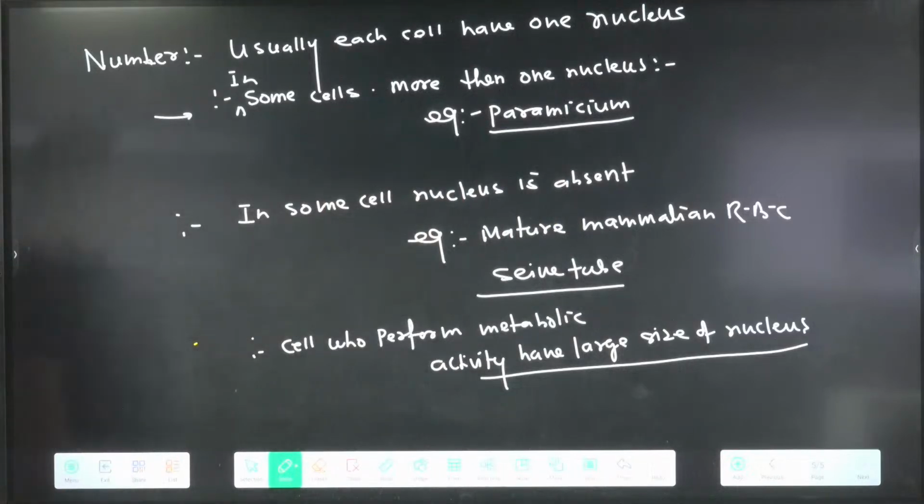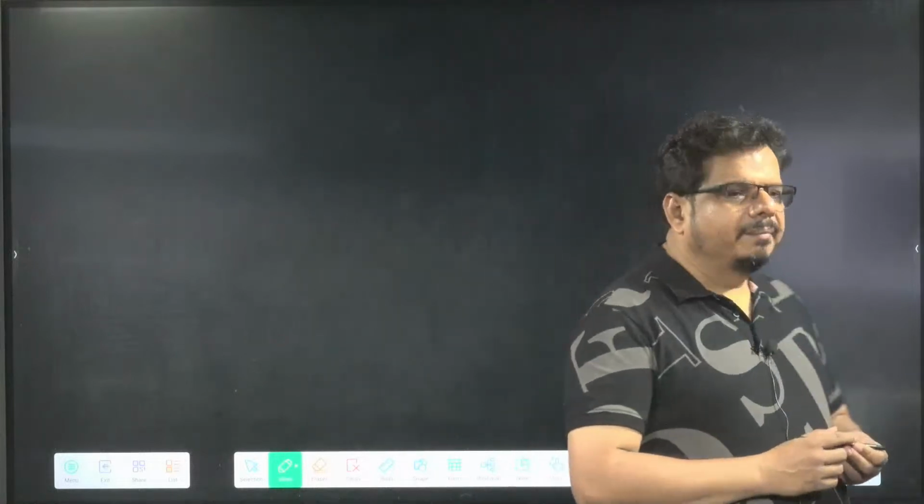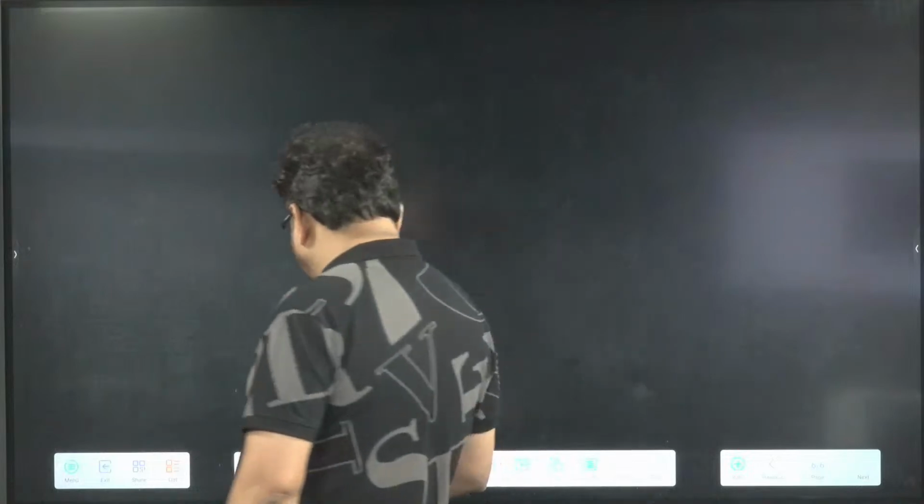So now we are going to talk about the structure of the nucleus. So number is over, right? Now we are coming to the structure of the nucleus.